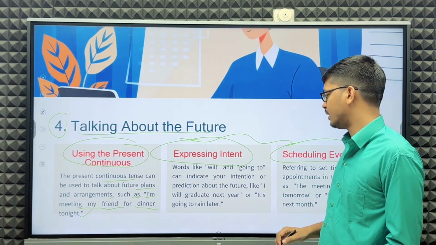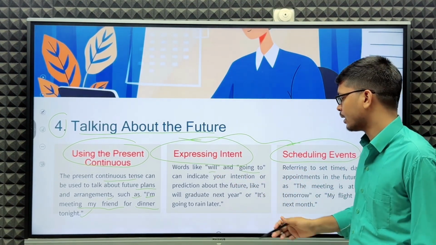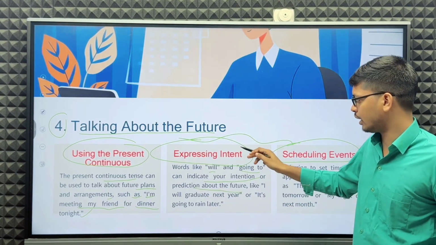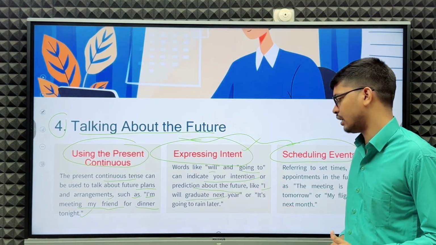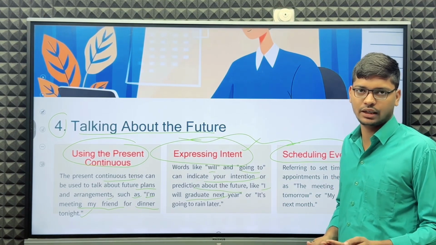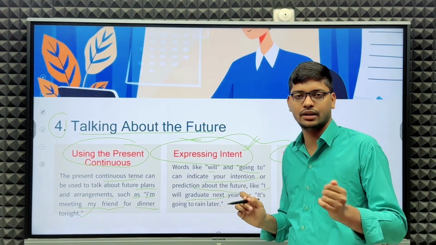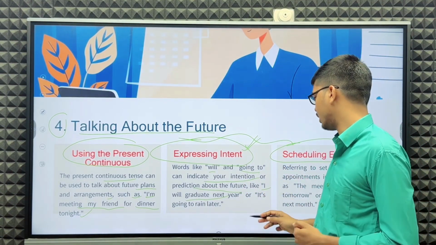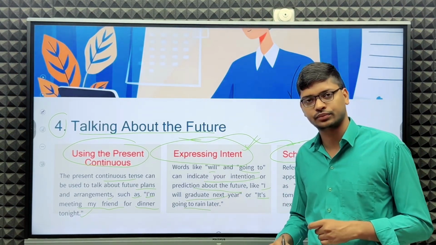Expressing intent: words like will and going to can indicate your intention or prediction about the future, like I will graduate next year. So this sentence expresses intent in future time. It's going to rain later.